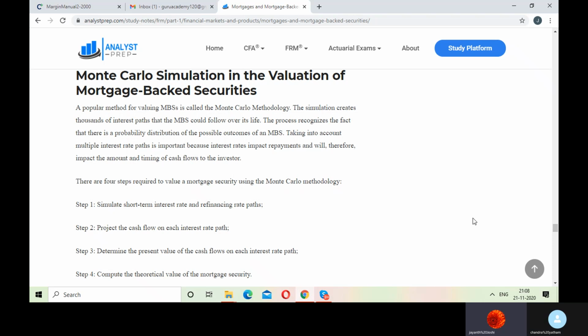So, Monte Carlo simulation in the valuation of mortgage backed security. A popular method for valuing MBS is called the Monte Carlo methodology.